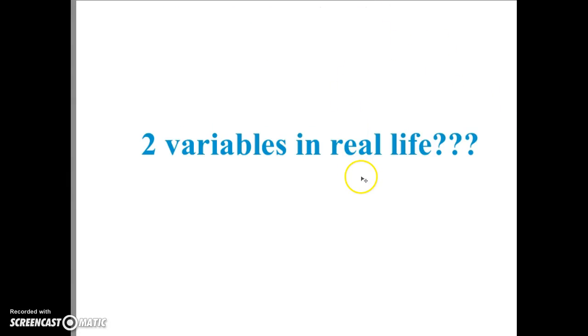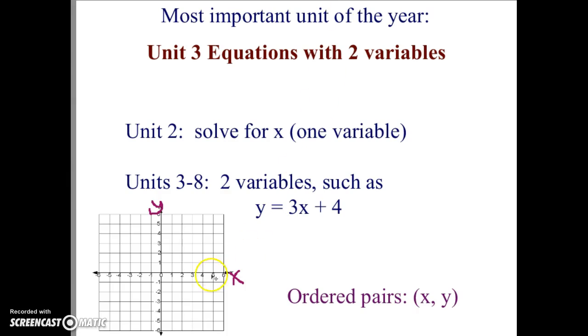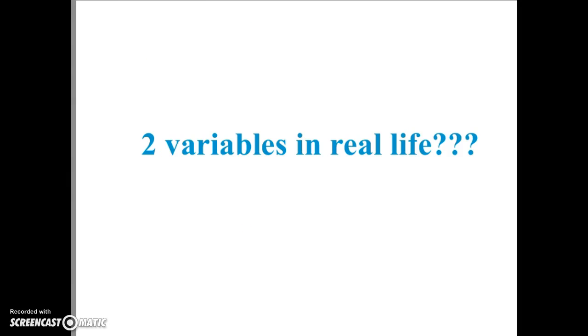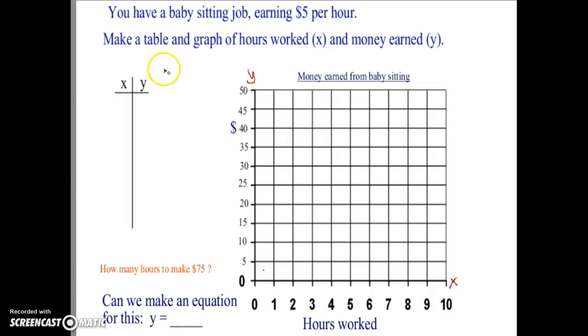Okay, so how do these two variables relate to real life? In the video you just saw, he plotted random points, and it really didn't make a lot of sense other than that's the point and that's what it is. But how would you relate it to real life? Well, how about this? Suppose you had a babysitting job, or it could be anything at all, but you earn $5 an hour. And so I'm going to ask you to make a table and a graph of the hours worked, we're going to call that X, and the money earned, we'll call that Y.